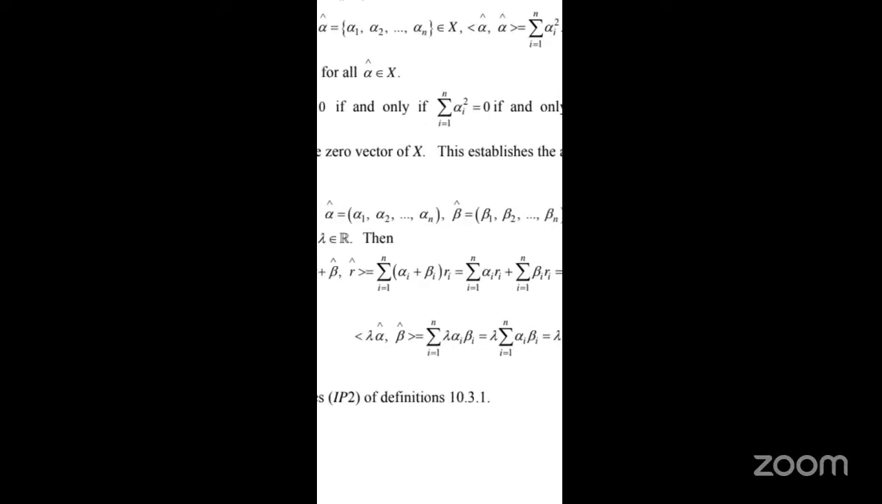So alpha plus beta, that is IP2, that is the linearity. When the linearity condition is verified, the inner product of alpha plus beta with respect to gamma is the summation of alpha i plus beta i times gamma i. That is the summation of alpha i gamma i plus the summation of beta i gamma i.